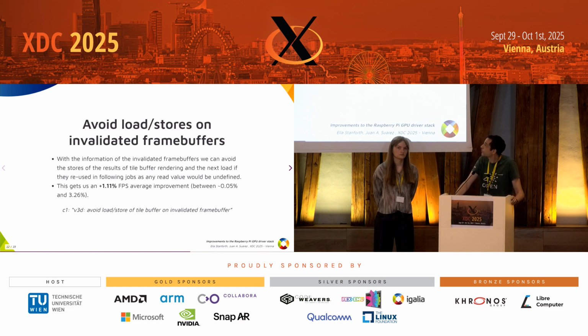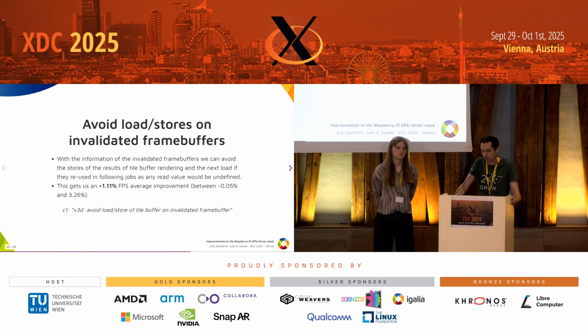So the first improvement happens when we have invalidated framebuffers. Before this improvement, we were running all the tiles, and when running the tiles, there is a step of loading the tile buffer, and then another step of storing the result of the tile buffer. But when we have invalidated framebuffers, that's not required, and the load and the store are quite expensive operations. So just by avoiding this, we get an improvement of 1%.